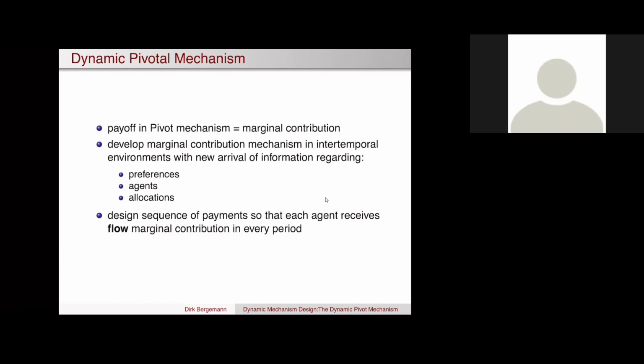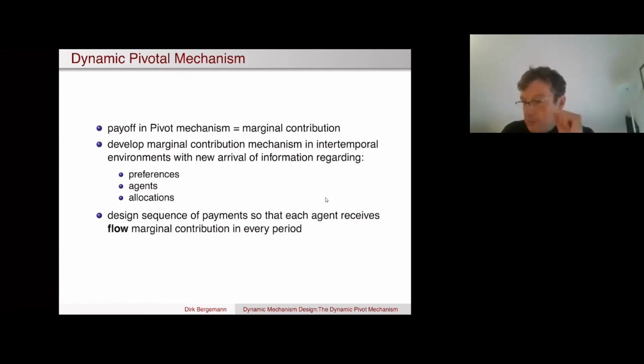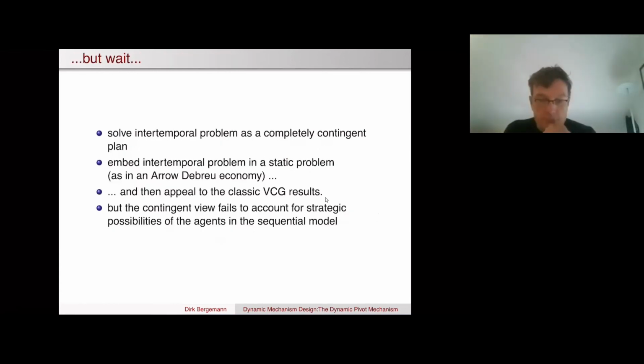And what we're trying to do here is to design a sequence of payments, right? We're going to get an intertemporal allocation that specifies in every period what every agent gets and what he has to pay in order to get that flow of services or that flow of products. We're going to design a sequence of payments so that at each moment, every agent receives something that we're going to call a flow marginal contribution. Okay. Good. And of course, we will have to define what we mean by it. Okay.